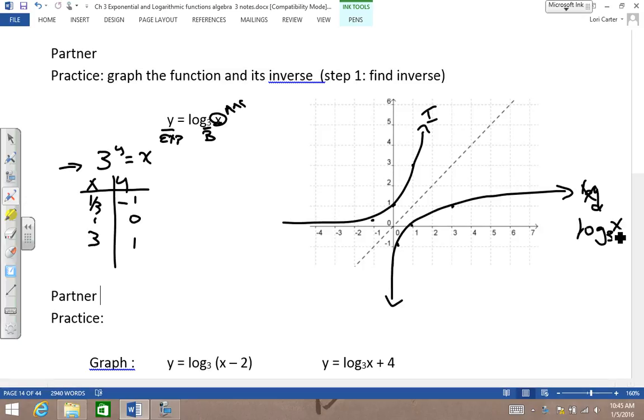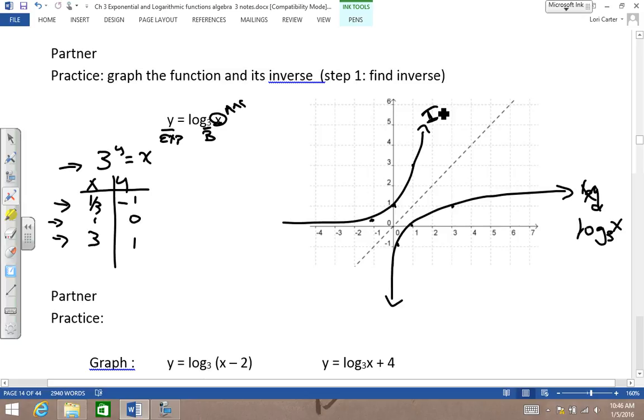No, you just flip it. So instead of graphing 1/3, negative 1, I graph negative 1, 1/3. So you go to negative 1, 1/3 and put a dot. Here you go to 0, 1. Here you go to 1, 3. Graph your inverse. Everybody good?